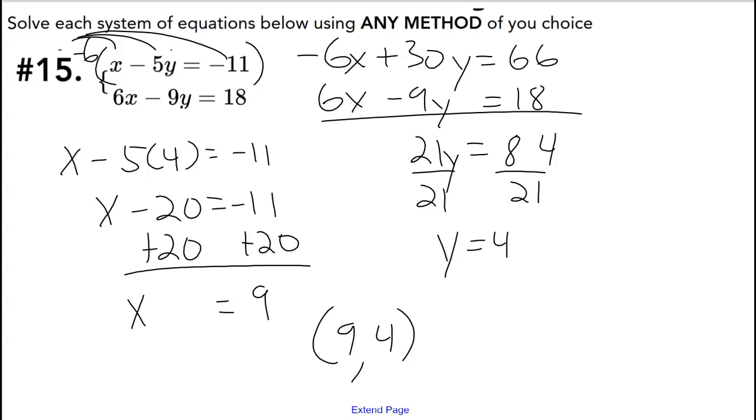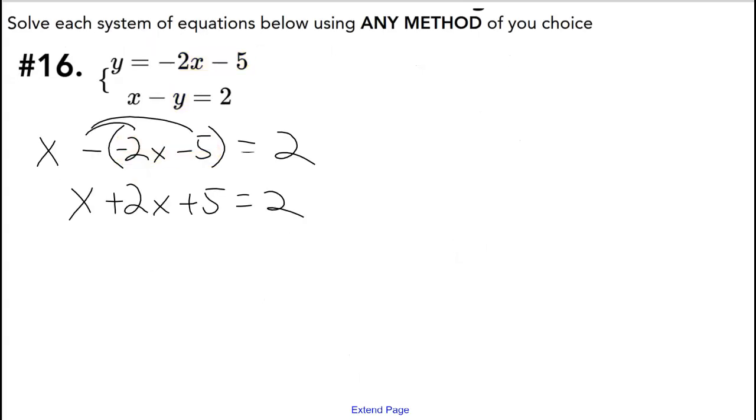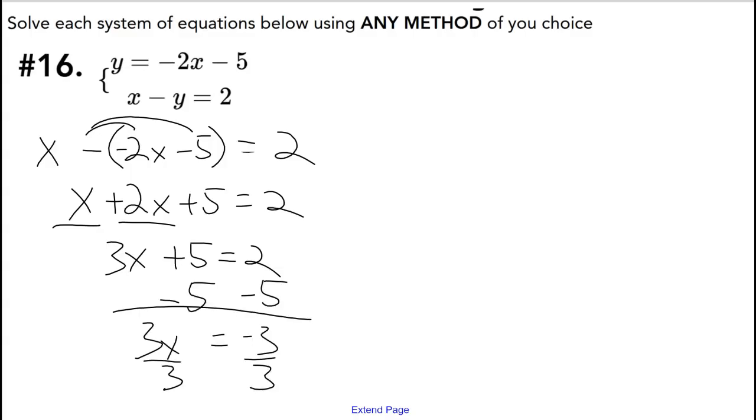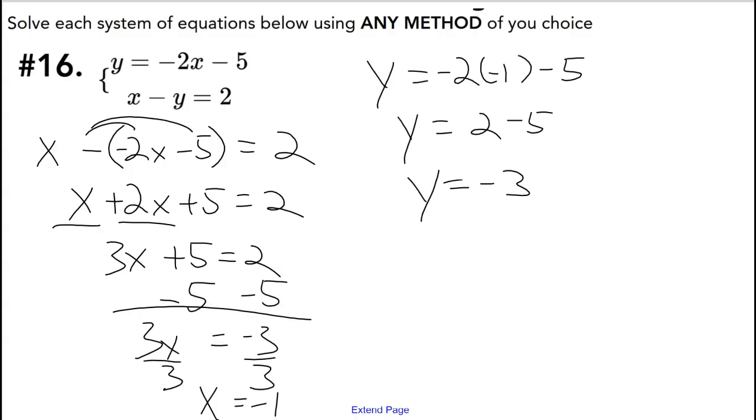Alright, and here's 16. With this one, we use substitution. And the key thing that lets me know to use substitution is that one of the variables is already solved for. y is equal to this. I plug that in. Here's something you want to be aware of. Notice how this y is negative. So when you plug this negative 2x minus 5 in, don't forget that other negative, and you're going to distribute like it's negative 1. Negative times a negative is a positive. Collect like terms. Solve for x. Plug it back in and get the y.